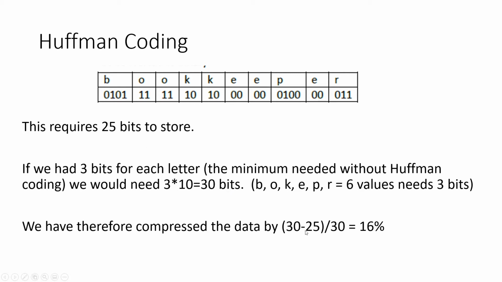So that's a compression of 16%, 5 over 30. Because we had 30 bits and we managed to do it in 25, that means we've saved 5 bits, so we've compressed it by 16%.